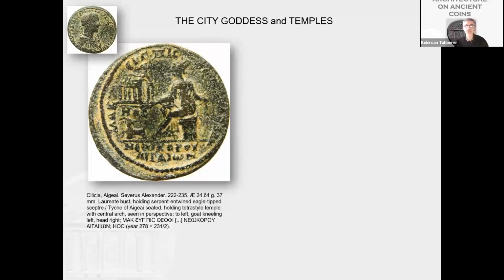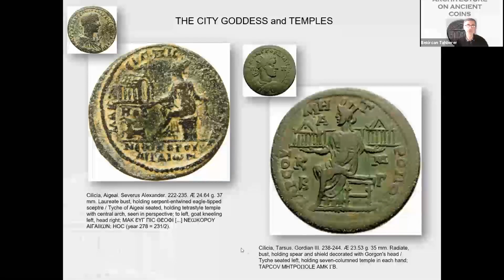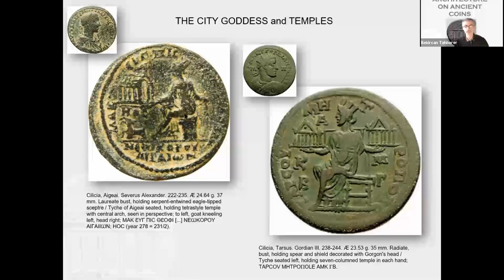Here I have 2 examples of provincial coins depicting the city goddess that represents the city holding a temple or 2 temples. On this one in Cilicia, in Aigai, the city holds a temple. Obviously, the city was famous for its healing god temple, Asclepius temple. The city simply brags about the temple that it maintains.